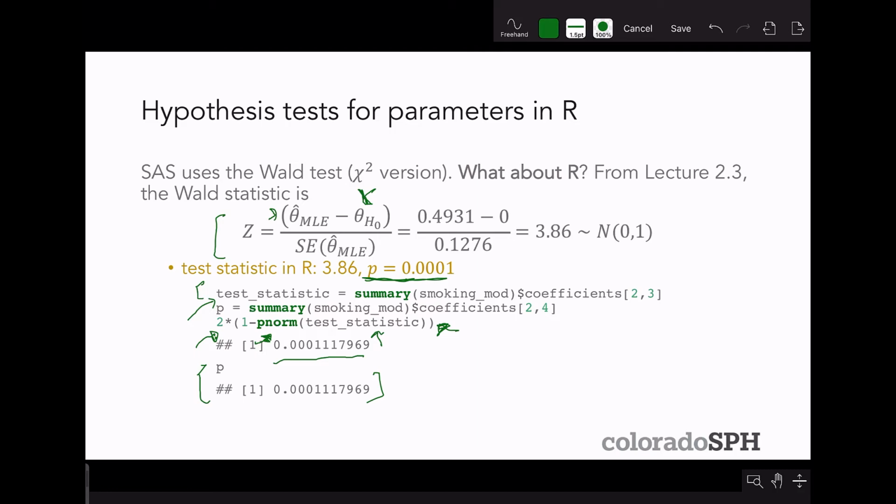So that's telling you that R is using the Wald test to calculate the confidence intervals and the p-values for your parameters, which is a good thing to know. And SAS does the same thing, actually. SAS also uses the Wald statistic, but it uses the chi-squared version of that statistic rather than the standard normal version like we're using here.